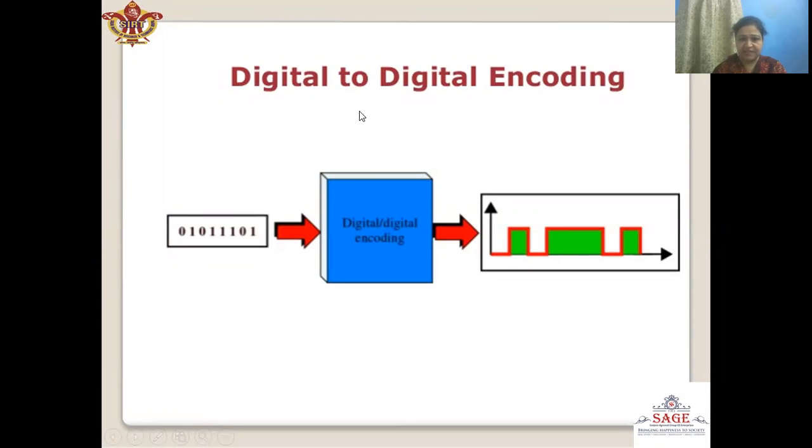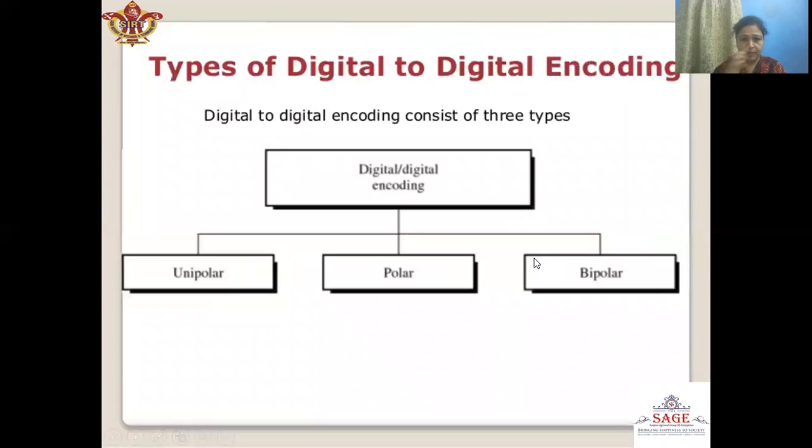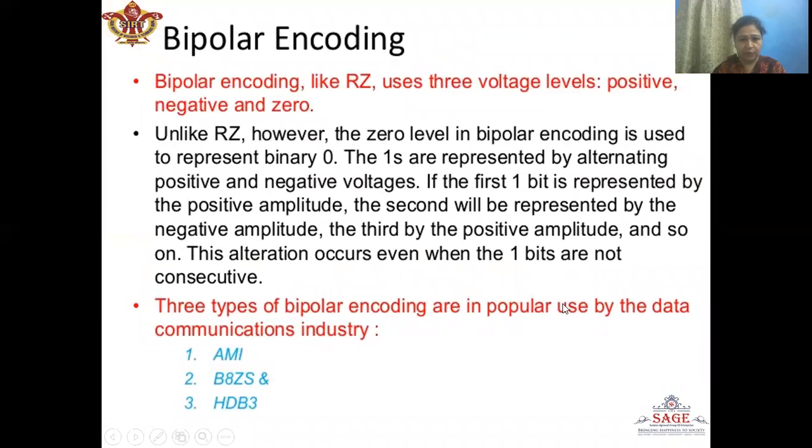Now, as I have discussed, in digital to digital encoding, the digital data is converted into a digital signal. Digital signal means that the bits 0 and 1 are represented in the form of pulses. Considering digital to digital encoding, I have already told that it is of three types: unipolar, polar, and bipolar. Unipolar and polar were already discussed in my previous lecture. Now, in this lecture, I'll be taking bipolar encoding in detail.